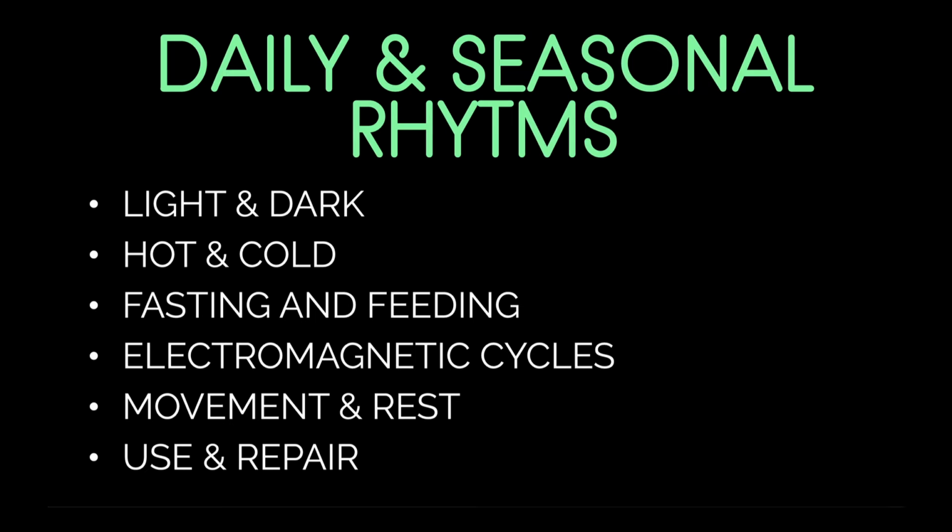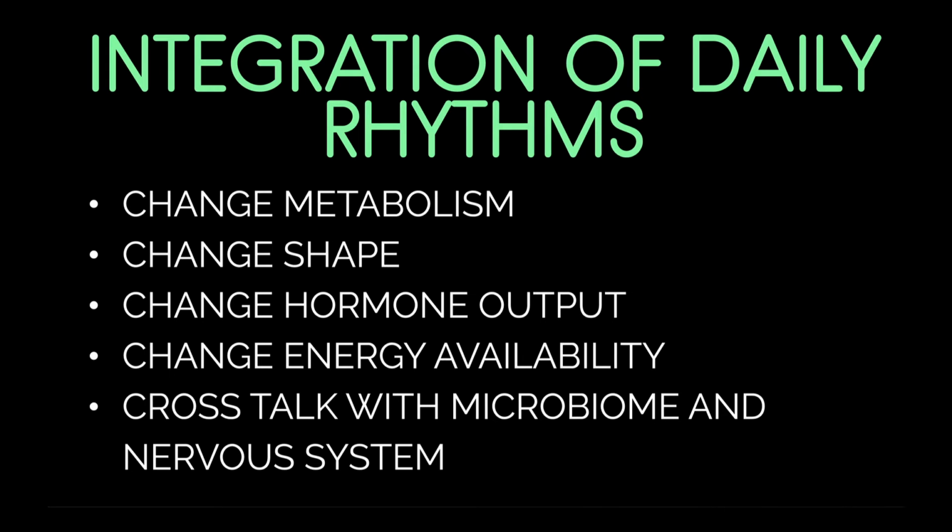So the mitochondria, when they are healthy, are following these daily and seasonal rhythms of light and dark, hot and cold, fasting and feeding, electromagnetic cycles that change throughout the day and the month and the year, as well as movement and rest, and use and repair. The mitochondria integrate all this information and then dynamically change metabolism, they change their shape, they change their hormone output, they change energy availability, as well as crosstalk with the microbiome and the nervous system that's happening in real time.